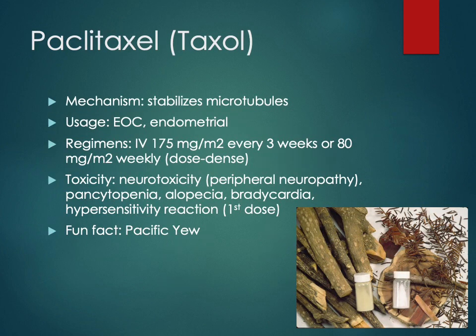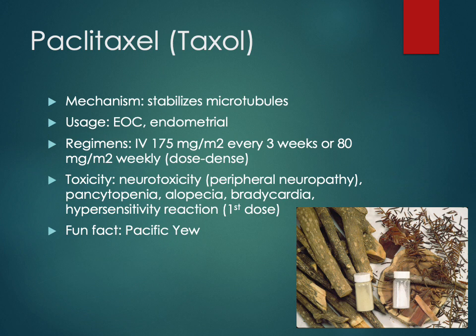Paclitaxel, its mechanism of action is it stabilizes the microtubules and inhibits cell turnover in that way. We use it, like I said, for epithelial ovarian cancer as well as endometrial cancers. It's given at 175 milligrams per meter squared every 3 weeks, or sometimes at 80 milligrams per meter squared weekly in a dose-dense fashion. There are also dose reductions that we do for toxicity.